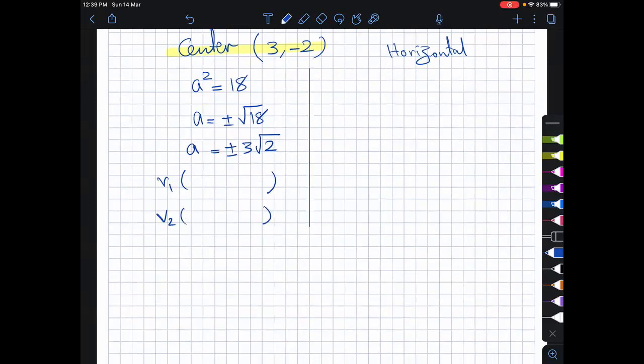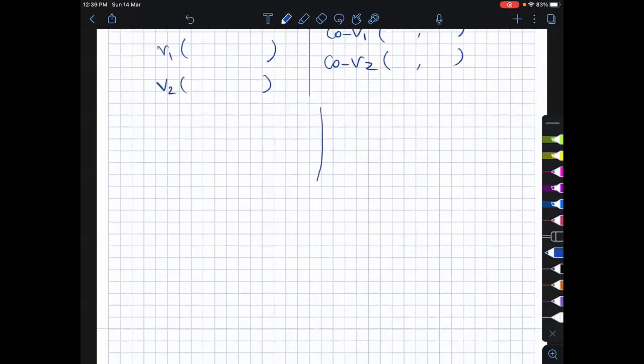What is B? B squared is equal to 2, and B equals plus minus root 2. Yes. And then we will write the co-vertex 1 and the co-vertex 2. From the graph, let's graph this ellipse here. The x and y axes, yes, and let's plot the points.